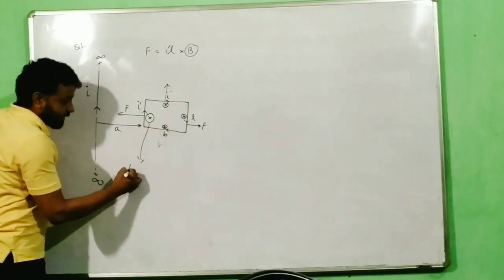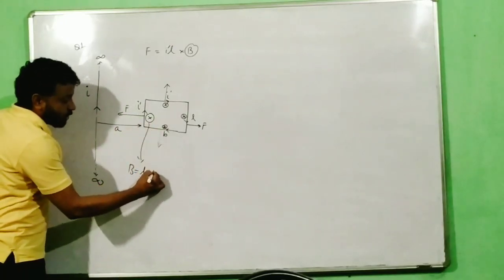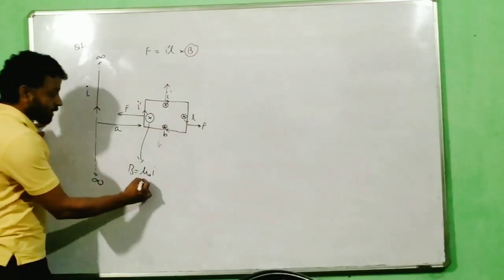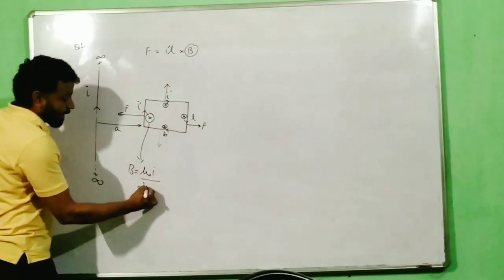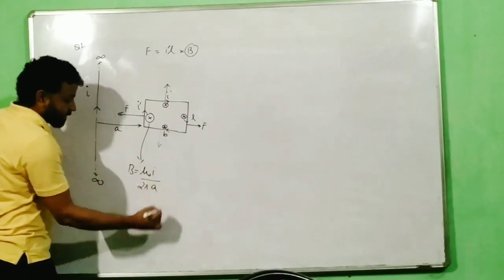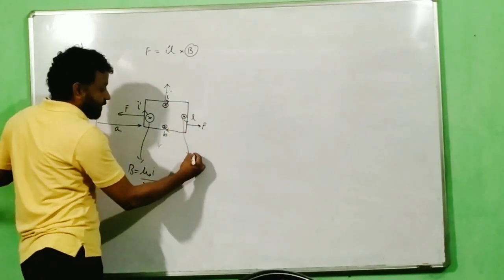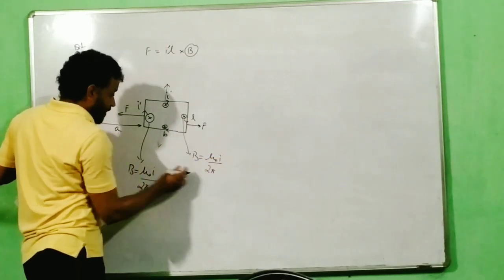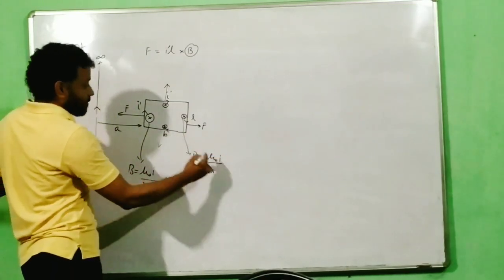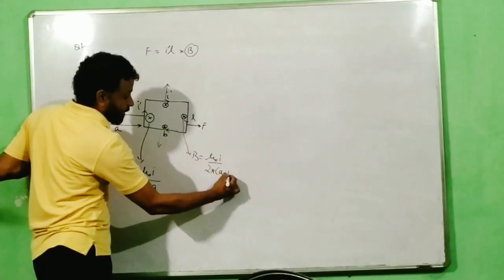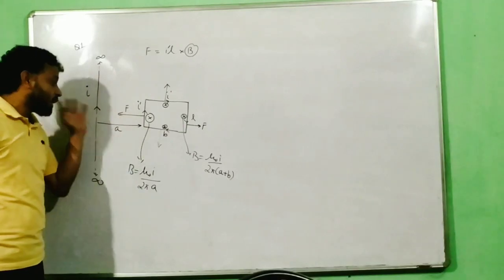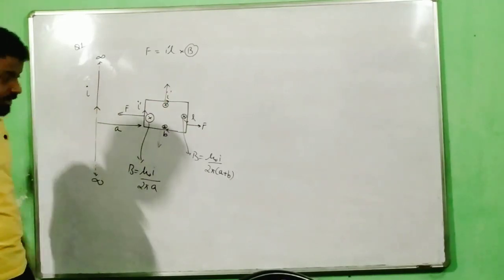This magnetic field will be equal to mu naught I by 2 pi r. Remember the formula because of an infinite wire? Mu naught I by 2 pi r, where r is A. And here the field will be equal to mu naught I by 2 pi, and then this whole distance is A plus B. So if this force wins the battle, the net force will be in this direction.